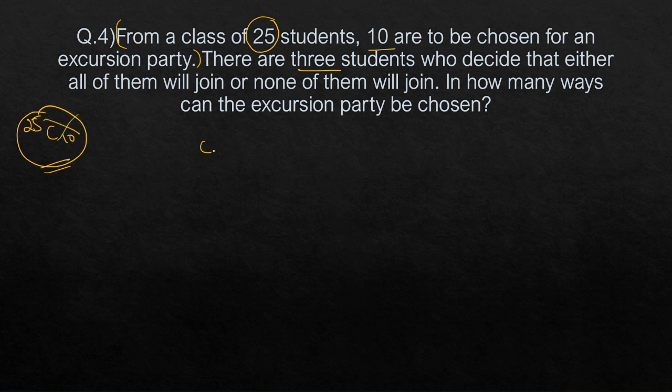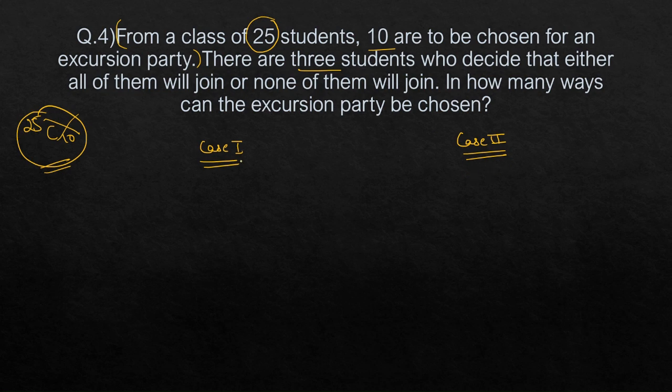What we'll do is we'll have to make 2 cases. Case 1 and case 2. Why 2 cases? Because there are 2 options. Either one or the other case is formed. So either the 3 students will decide. So one case will be that all the 3 students they do join the party, and the other case will be that none of the 3 students join the party.